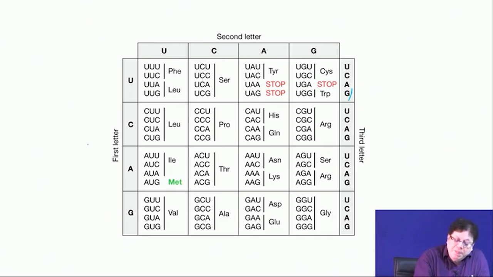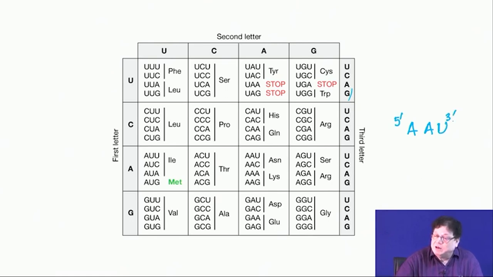Now, when I say AUU, suppose AAU, you have to always specify which is the 5 prime end and which is the 3 prime end. Now, in this table, in most of the books, it is written that this is the first letter, this is the second letter, this is the third letter. Letter means it is a base here. Now, the first letter starts from the 5 prime end, and the third letter ends at the 3 prime end.